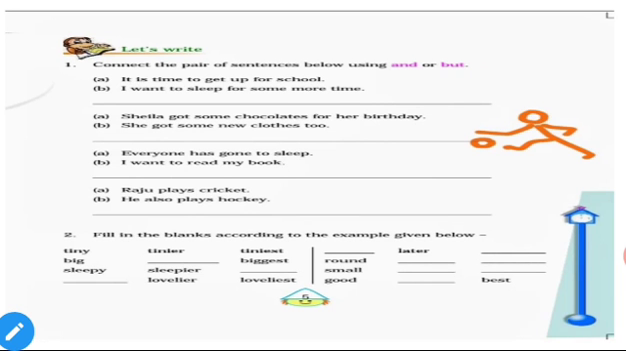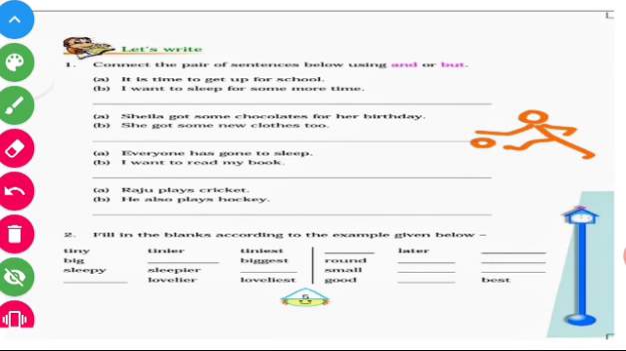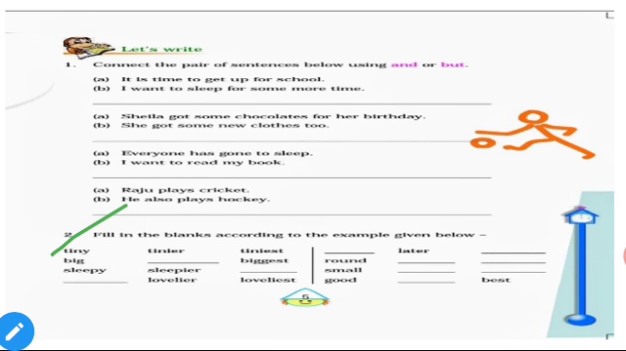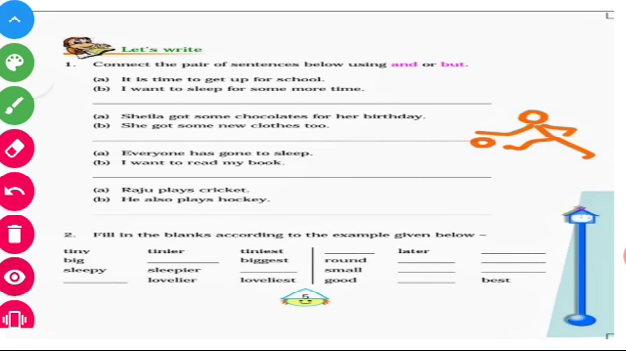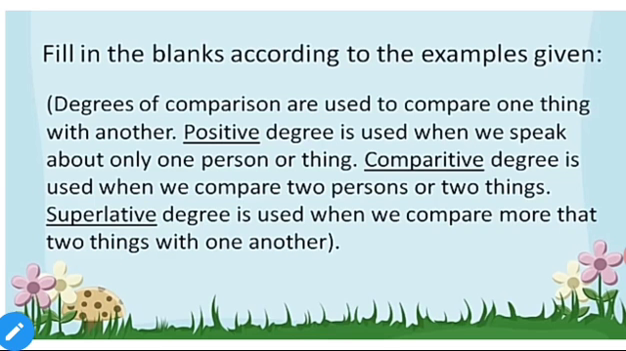And then next, fill in the blanks according to the example given below. We are going to discuss the second one. Let me see about it. Degrees of comparison are used to compare one thing with another. The first is called the positive degree. The positive degree is used when we speak about only one person or thing.